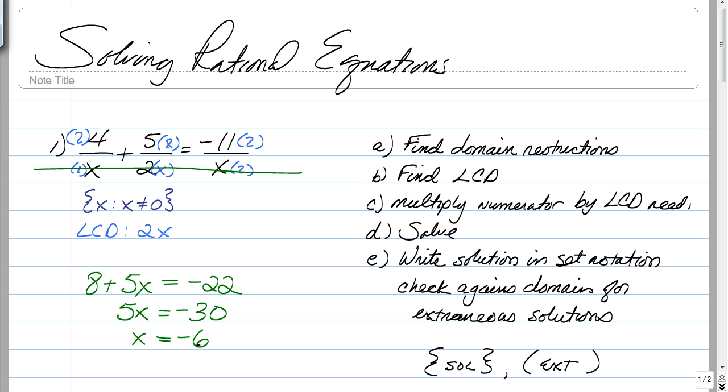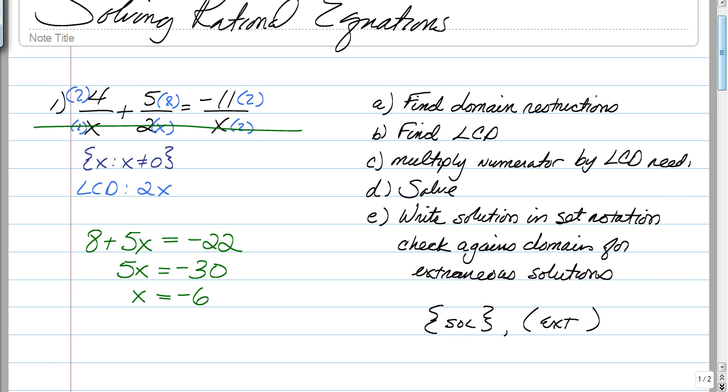Now we just need to write our solution in set notation, and we need to check to make sure we don't have any extraneous solutions. So our only solution that we have is negative 6. Is that something that x cannot be? Just go back and look at your domain. The only thing x cannot be is 0. So in this case, negative 6 works. So your solution is negative 6 in your squiggle brackets. There are no extraneous solutions, so right there, you are done. That's it. So let's do another example.